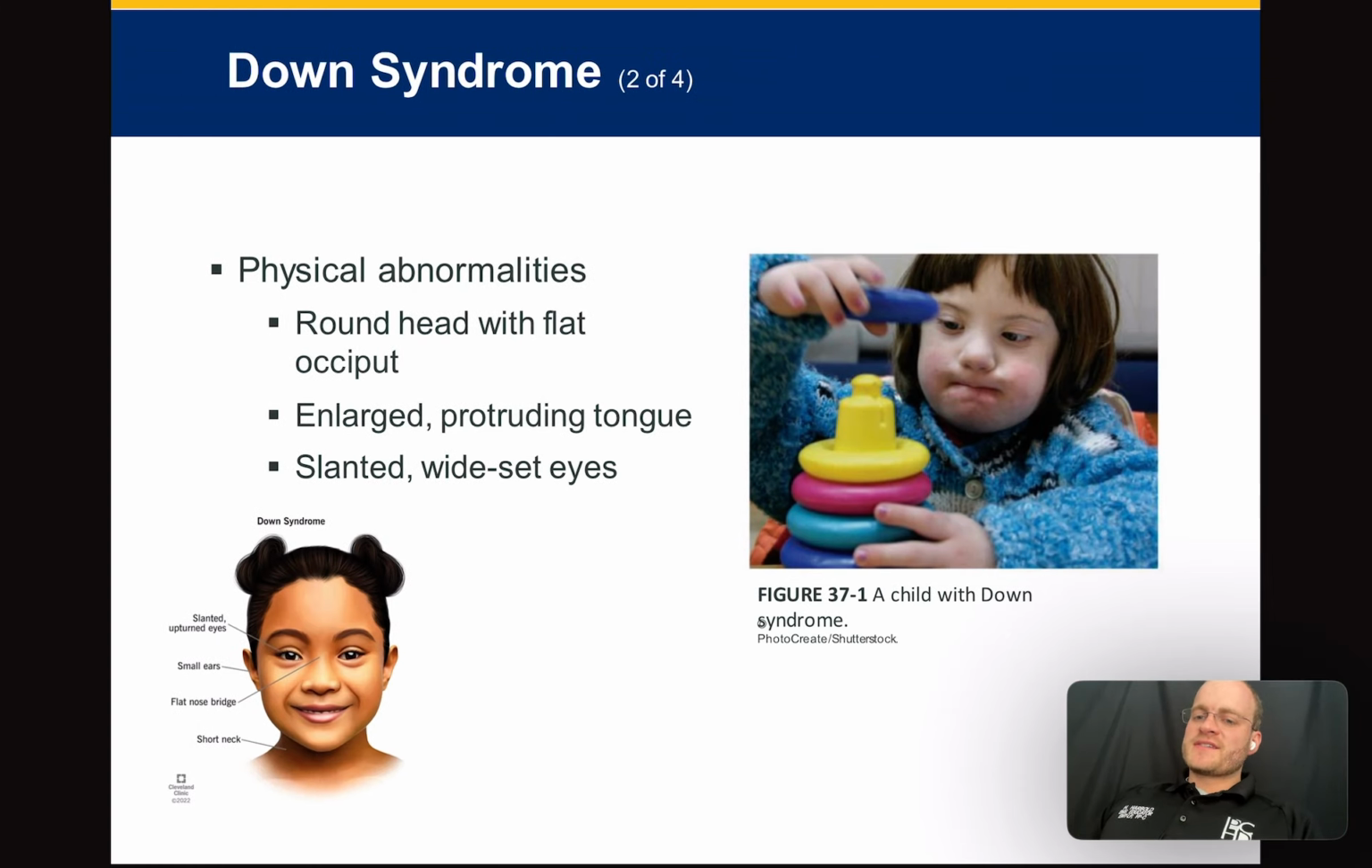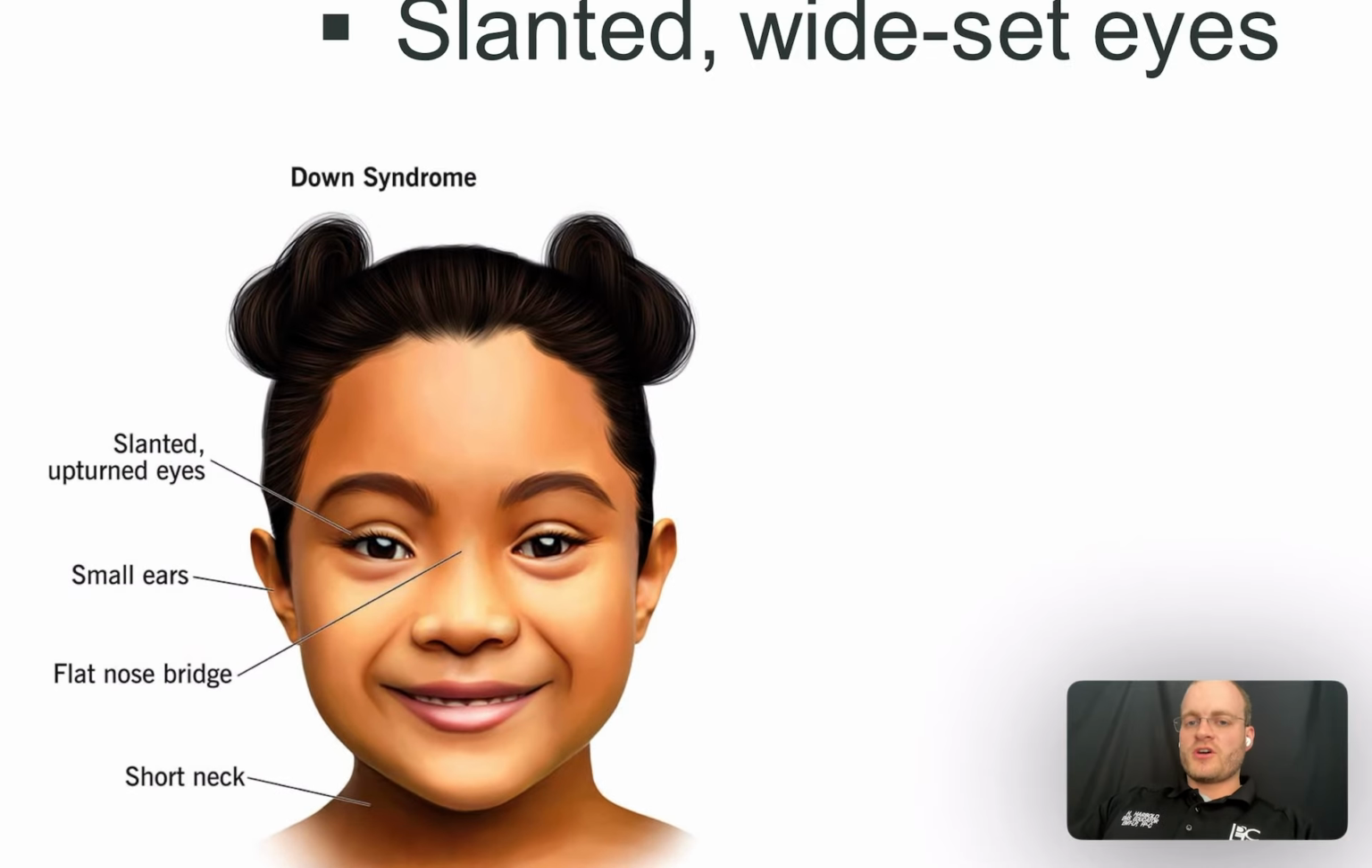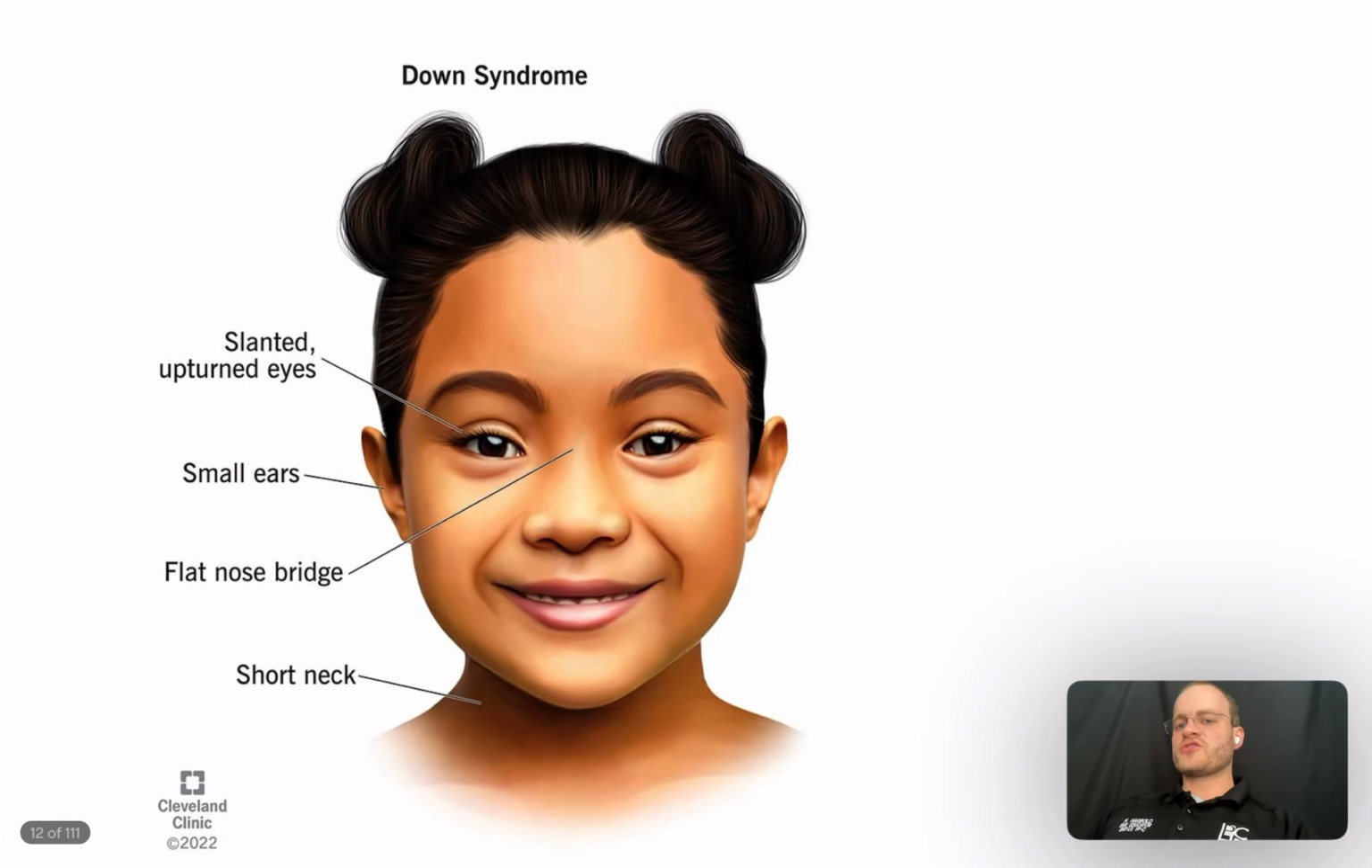And so they have very distinct facial features, right? Again, it's because it's genetic. And so what you'll see is these slanted, upturned eyes. And they can also have what's called hypertelorism, right, where their eyes are widely spaced. And so you can almost see that in this one. They didn't describe it, but you can see how wide the gap is between the eyes, okay?